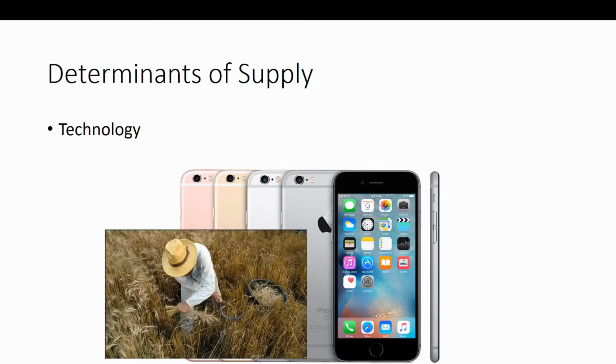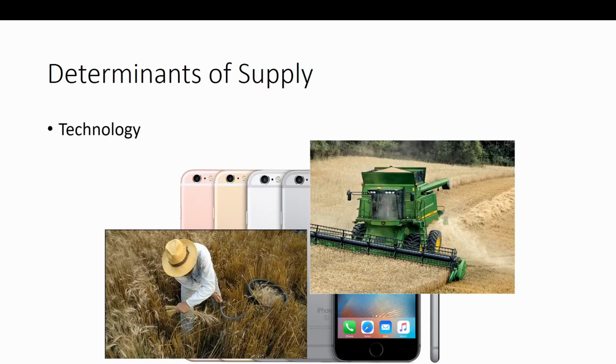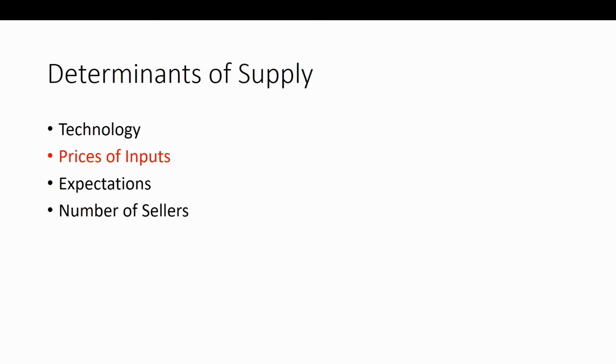Another example of technology increasing supply. Here is a man working in the farm with a sickle harvesting wheat. And more recently, people have started to use these big machines called harvesters. Okay? They're both doing the same job, but the man in this machine can harvest a lot more wheat than this man with the sickle. So the technology, the harvester, has really increased the supply of wheat able to be produced by producers.